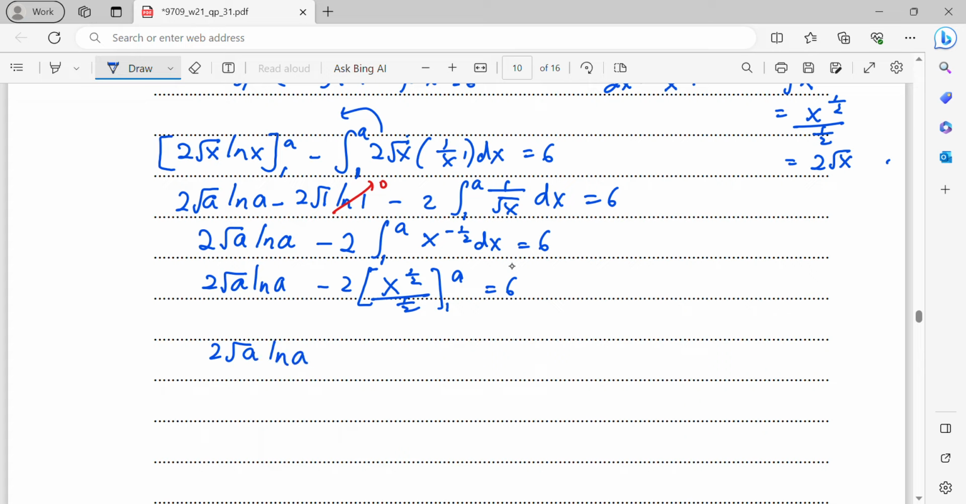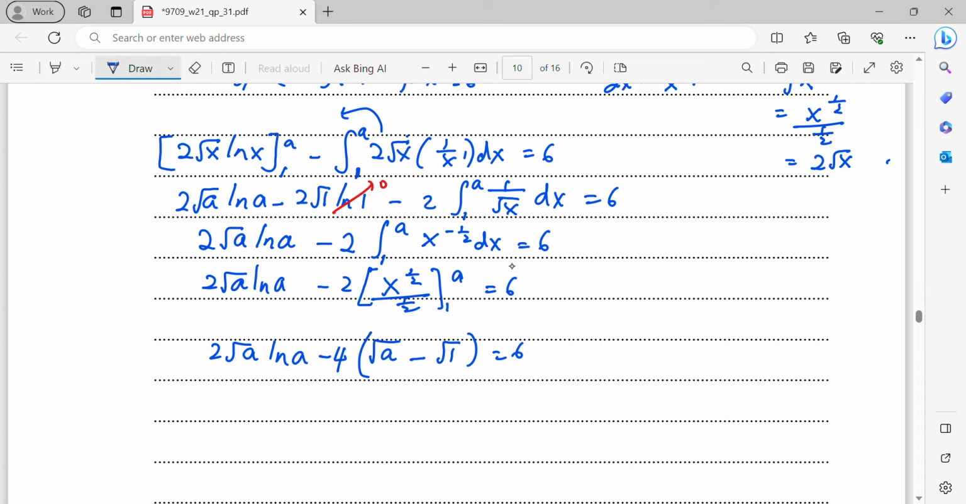Okay, then 2 square root a ln a. 2 divided by half is 4. And then this is going to be square root. Okay, x power half is square root x. So replace the x by a, square root a, then minus, okay, put a bracket here, then square root 1 equals to 6. So I will write this as minus 4.